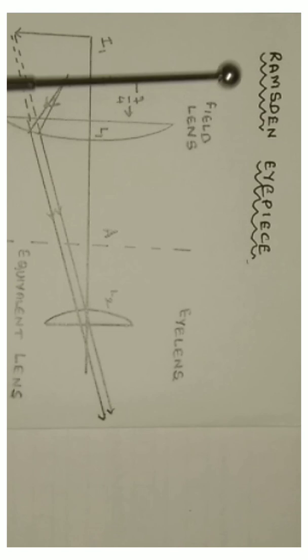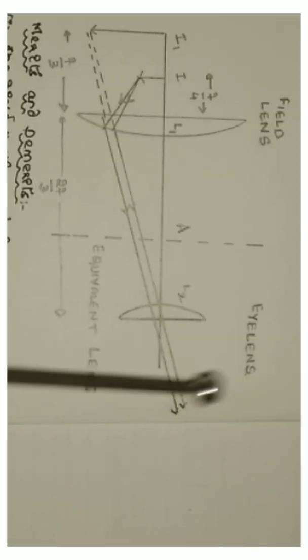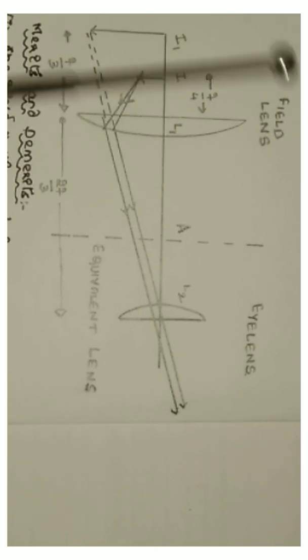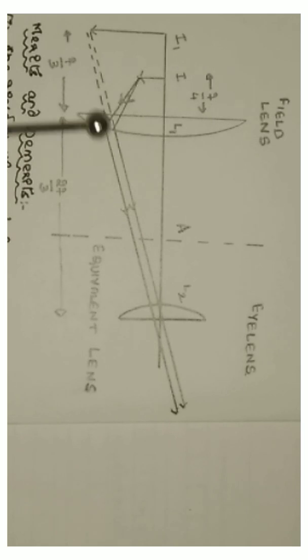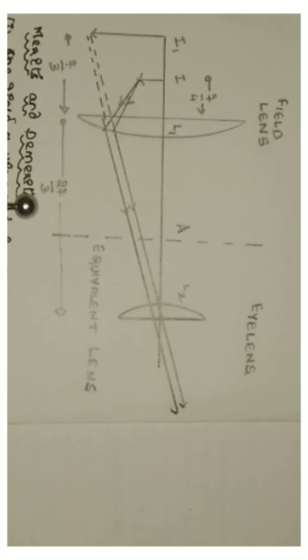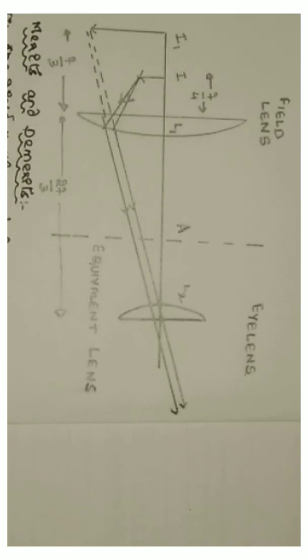And this is the Ramsden's eyepiece. And this is a clear view of the Ramsden's eyepiece, which consists of a field lens and an eye lens, which you can see clearly here. And this distance is given by f by 3 and the distance between the lenses is 2f by 3. Now we shall observe what are the merits and demerits.